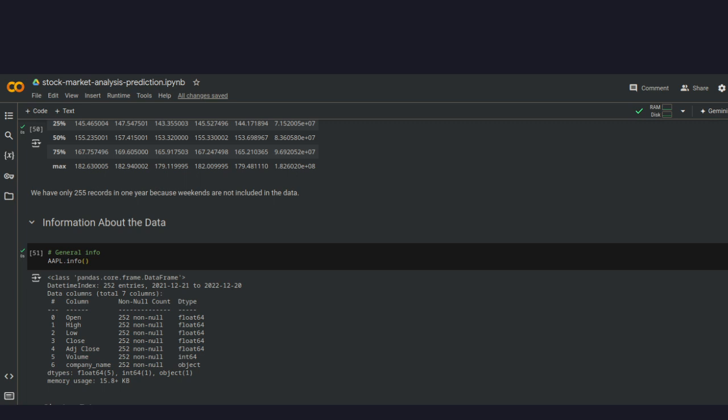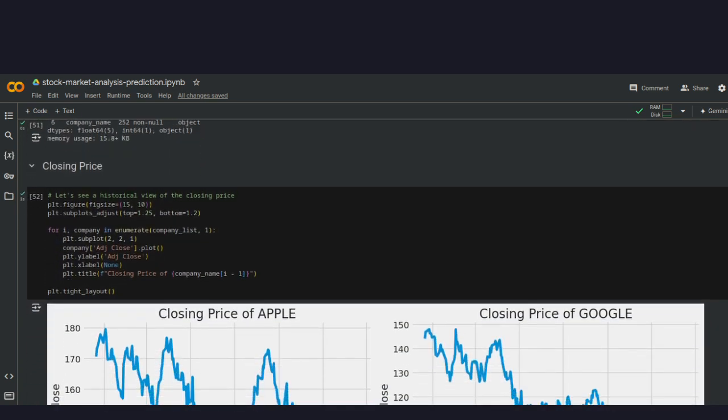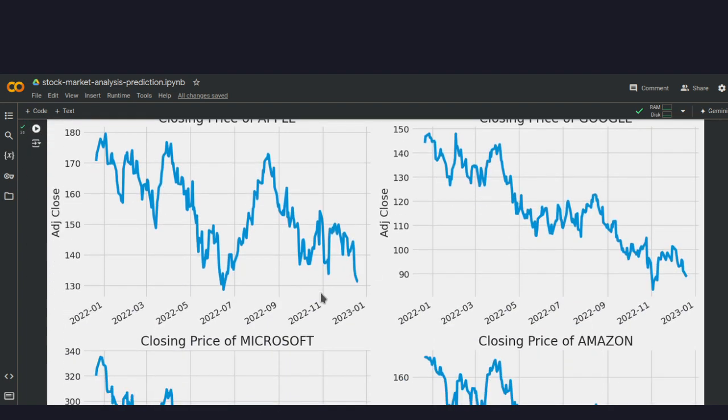The closing price. The closing price is the final price of a stock at the end of a normal trading day. It's like a snapshot of the stock's value at the end of the day. Investors use this price to see how well the stock is doing over time.